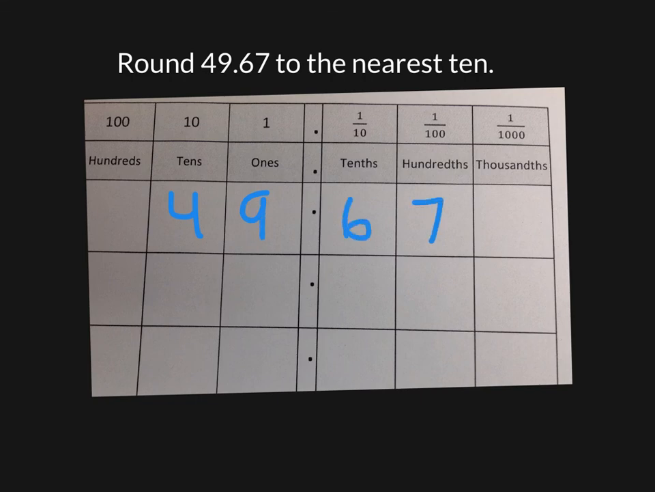Okay, 4 in the tens place, 9 in the ones place, 6 in the tenths place, and a 7 in the hundredths place. Since we're rounding to the nearest 10, which is this number right here, standard form is the most convenient form for us to use because we really need to know how many tens there are in this number.